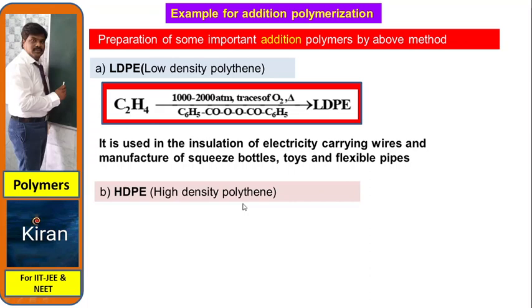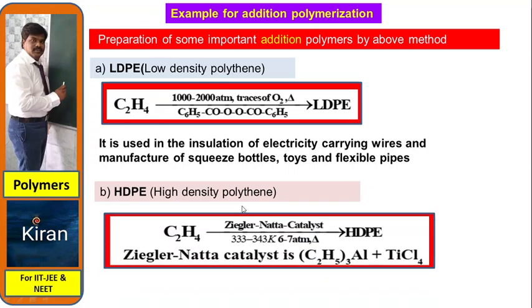High density polyethylene and low density polyethylene, the manufacturing process is the same. But here we have to change the catalyst to Ziegler-Natta catalyst. Ziegler-Natta means (C2H5)3Al plus titanium chloride, TiCl4. This mixture is known as Ziegler-Natta catalyst, a very important point. In the experimental condition of 333 to 343 Kelvin and 6 to 7 atmospheres, a little temperature, the ethylene is changed into polyethylene with high density, that is HDPE, high density polyethylene.